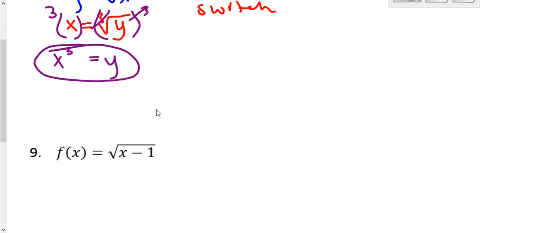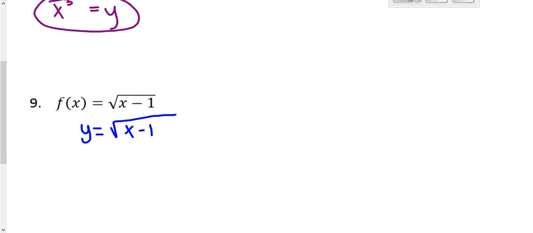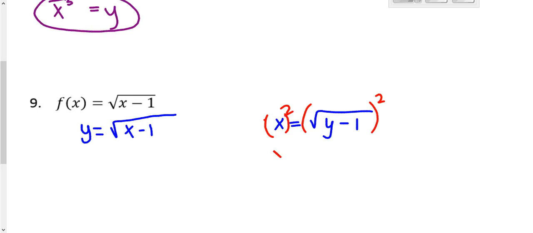So let's look at the next one. We're still finding the inverse, okay? So we have y equals the square root of x minus 1. Well, the first thing to do is switch. So we have x equals the square root of y minus 1. Well, if we're trying to get y alone, we have to get it out from under that square root. To undo a square root, we need to square. So we have x squared equals y minus 1.